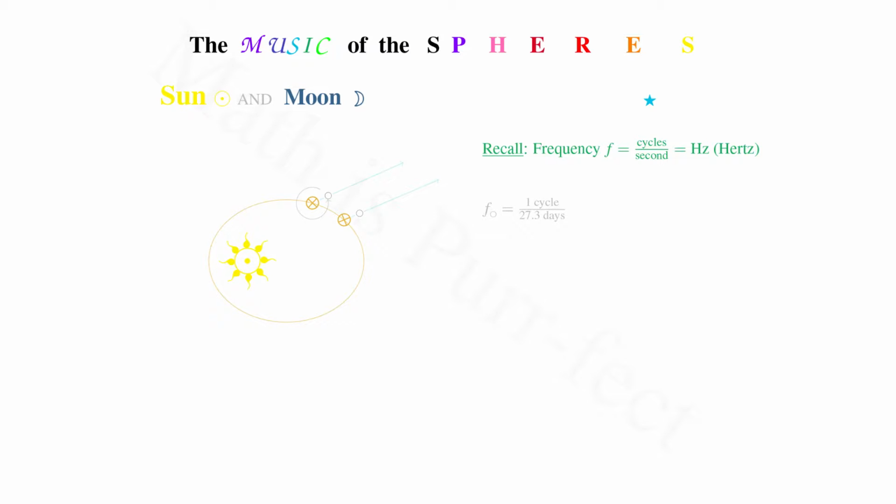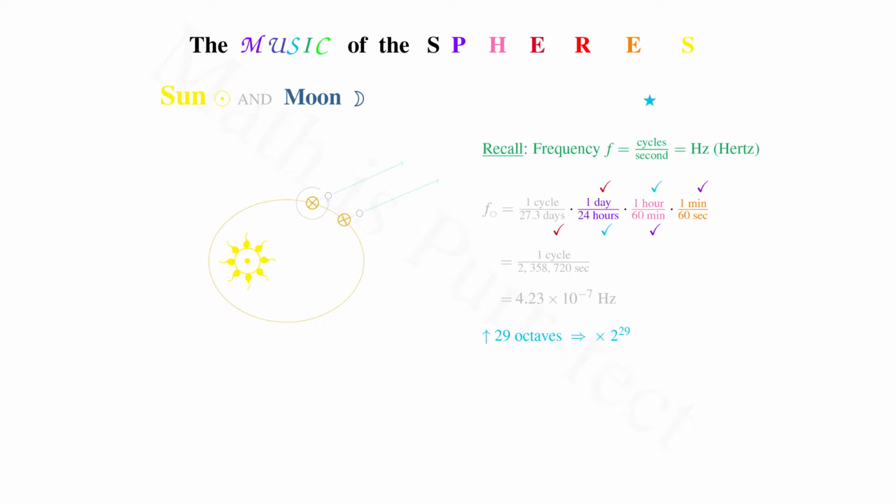Converting this into seconds, we once again change from days into hours, hours into minutes, and then minutes into seconds. Reducing the units of days, hours, and minutes leaves us with a sidereal frequency for the moon of one cycle per 2,358,720 seconds, or 4.23 times 10 to the negative 7th hertz.